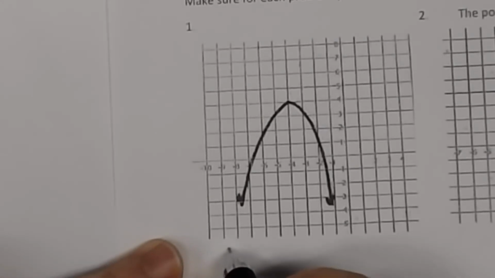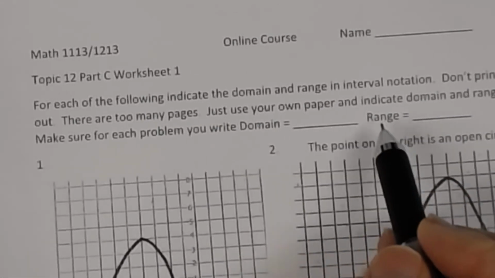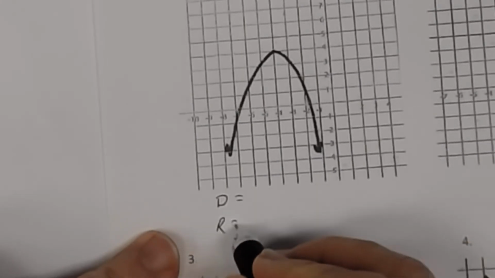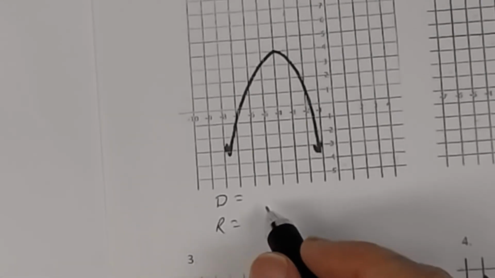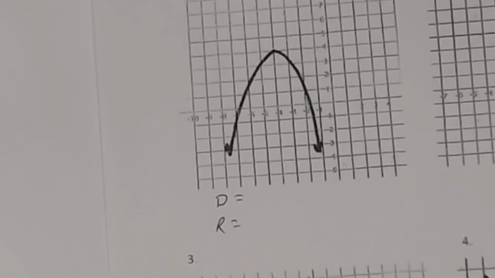Now make sure on your paper you write domain equals and then range equals. Or you could have just said D equals and then R equals. But you have to indicate which one's the domain and which one's the range. Okay, so in this particular case, remember the domain is a set of x coordinates.